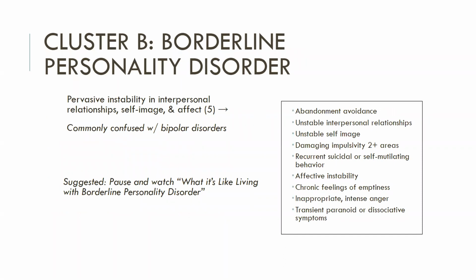Okay, so cluster B is up first. First up in that cluster, we have borderline personality disorder. Borderline personality is defined at its core as a pervasive instability in interpersonal relationships, self-image, and affect. So that's kind of the central piece.